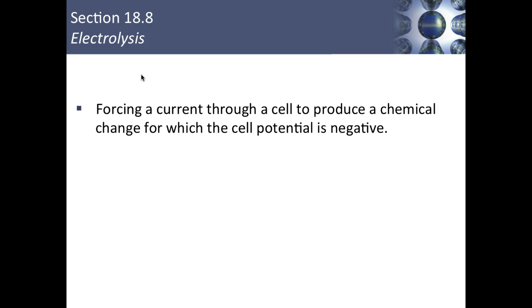Alright, so we're going into our third and final video, at least of this portion of the content. We're going to turn our sights from our galvanic cells, which happened on their own spontaneously, to looking at electrolysis. If we're breaking down that term, electrolysis, lysis means the breaking down of things using electricity. When we have electrolysis happen, we're actually forcing current through a cell to produce a particular chemical change. And that cell potential for that is going to be negative.